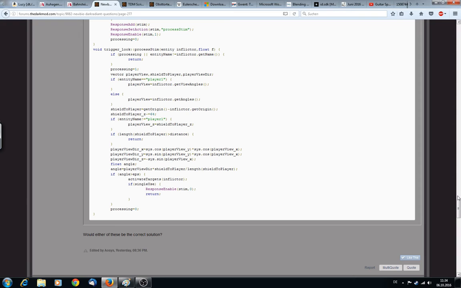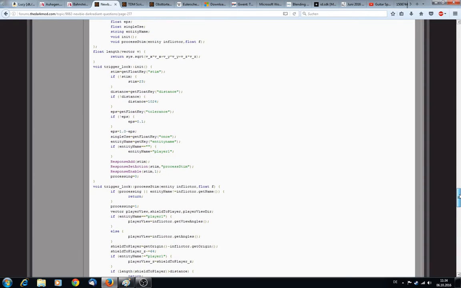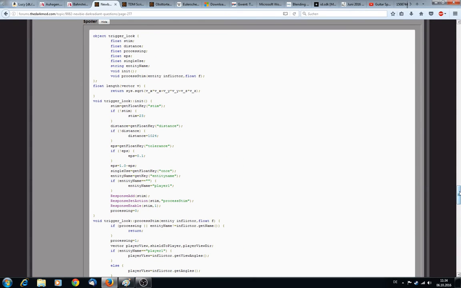There is a bit of additional stuff going on. The whole thing is activated by a stim. Hence we have this process stim stuff here, this set the stim key here, and this response stuff here. This is just because the stim is activating it. We have the possibility to set which stim should activate the object.